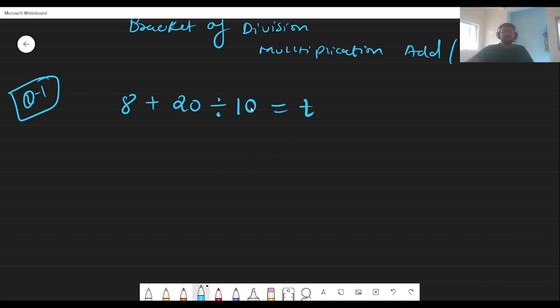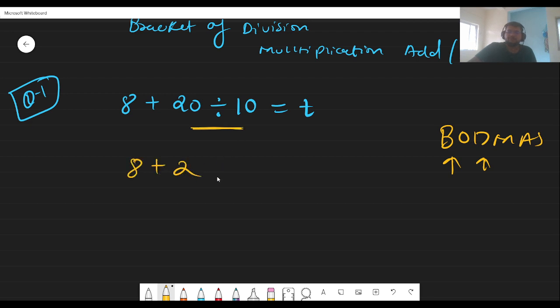Okay, so using BODMAS, first we will look for a bracket. Here there's no bracket, so we'll skip it and look for division. Here there's a division. Yes, this is the division, right? So we'll first perform that and it will give us 8 plus 2.